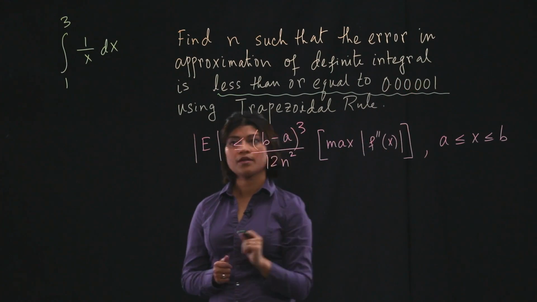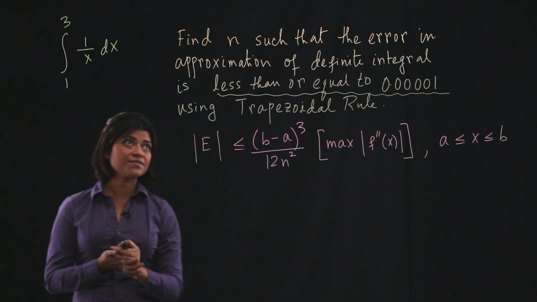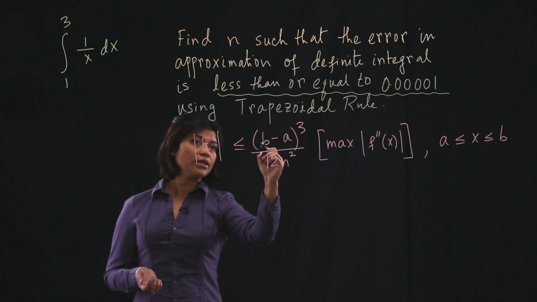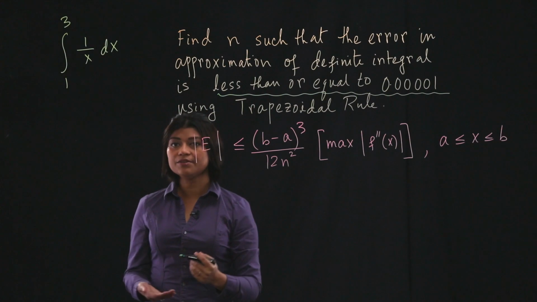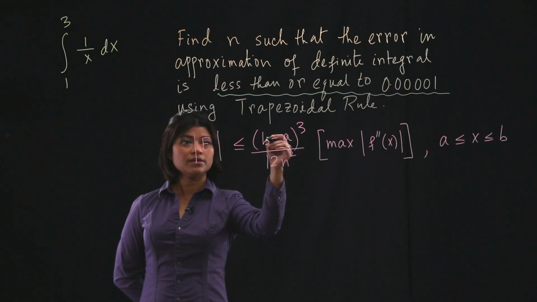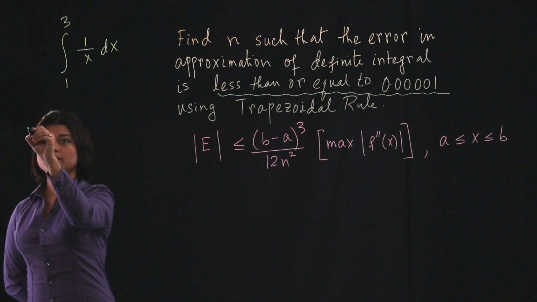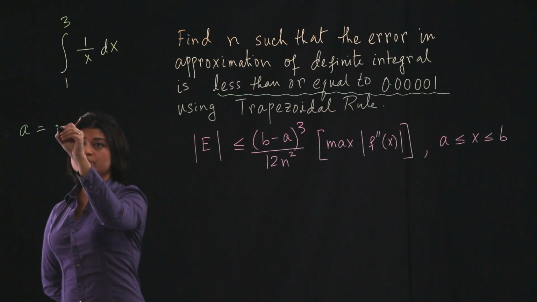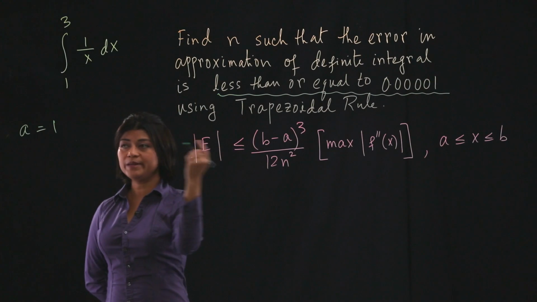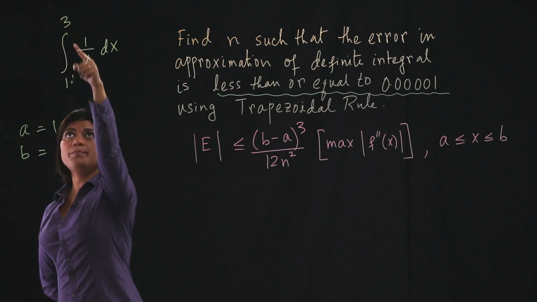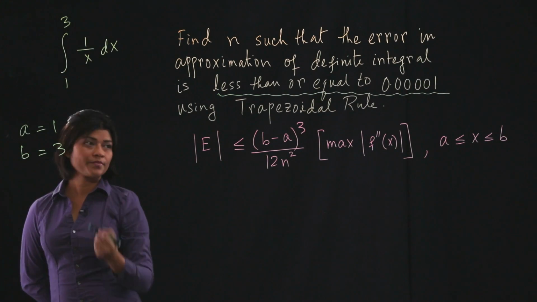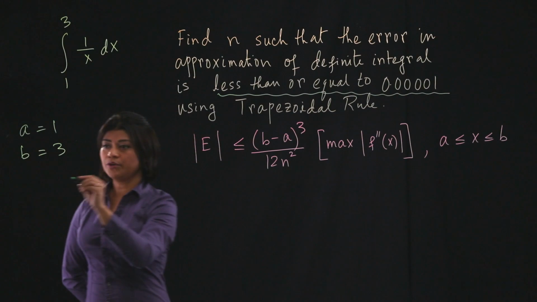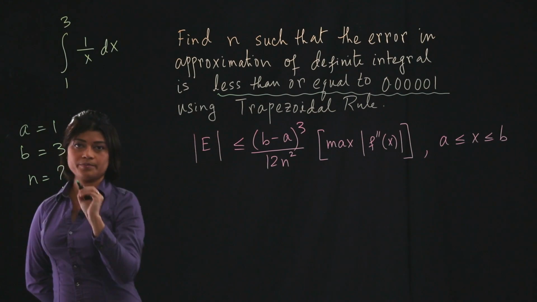To start the problem, let's first figure out all the different variables that are already given to us. For example, a and b. a is the lower limit, so a is 1. What is b? b is the upper limit, so it's 3. What is n? We don't know. We have to figure out n.